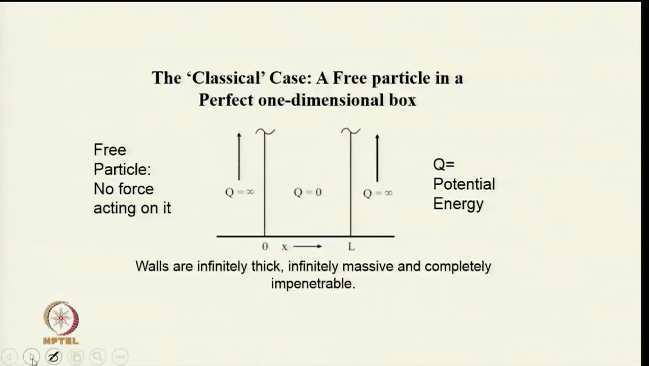So let's first think of a classical case, a free particle in a perfect one dimensional box. You are talking about a big system, for example a racquet ball, and you are trying to look at its behavior in a one dimensional box. A one dimensional box is basically a space confined by two walls. The walls are infinitely thick, infinitely massive, and completely impenetrable. If you have this kind of system, then you are dealing with a perfect one dimensional box.